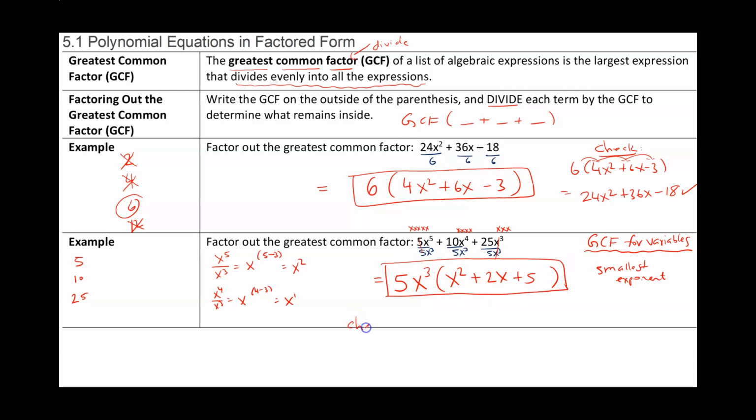Now we can do a check to see if this is correct. If I multiply 5x cubed times x squared, and then 5x cubed times 2x, and then 5x cubed times 5. So basically I'm just distributing this back. When you multiply the same base, you add the power, so this gives you 5x to the 5th. 5 times 2 is 10. x cubed times x is x to the 4th. And 5 times 5 is 25, and we just have an x cubed. This is what we started off with. That's how we know that this is correct.